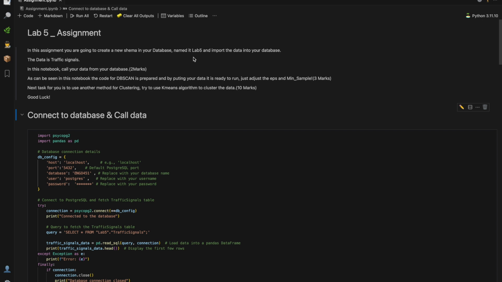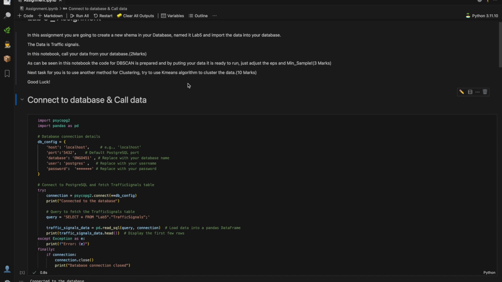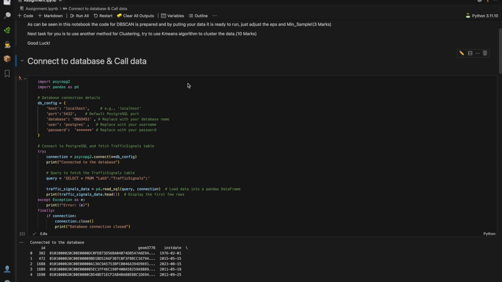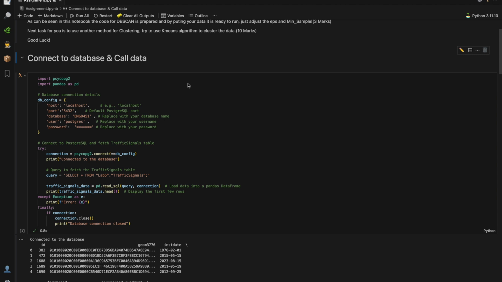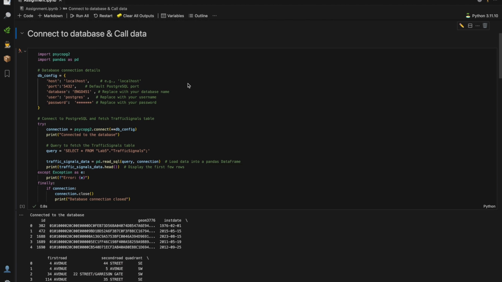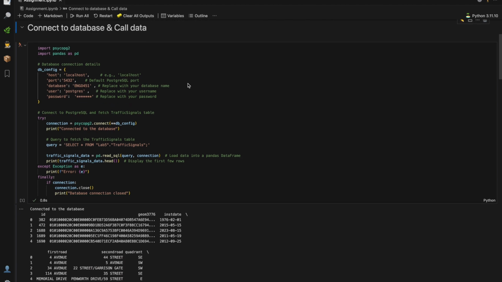Today I'll be discussing my project on analyzing traffic signal locations in Calgary using two distinct clustering techniques, DBSCAN and K-Means. We'll delve into the methodology, examine detailed results, and compare the strengths and weaknesses of each technique.